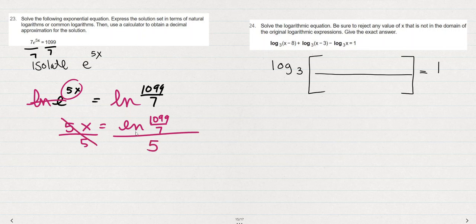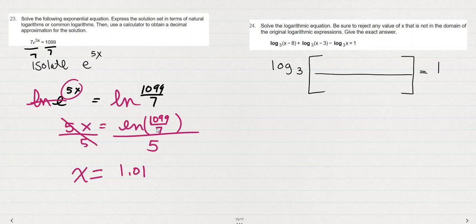So on my calculator, I'm going to do the natural log of 1099 divided by 7. Make sure you put parentheses there to do that division. And then that whole thing gets divided by 5. So double check that for the exact answer that you're getting this in the calculator correctly. And that would be x is approximately 1.01.